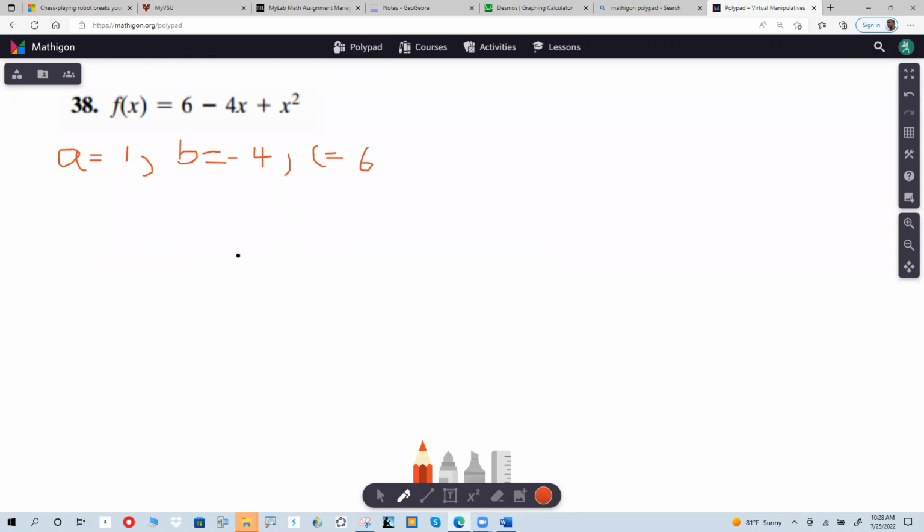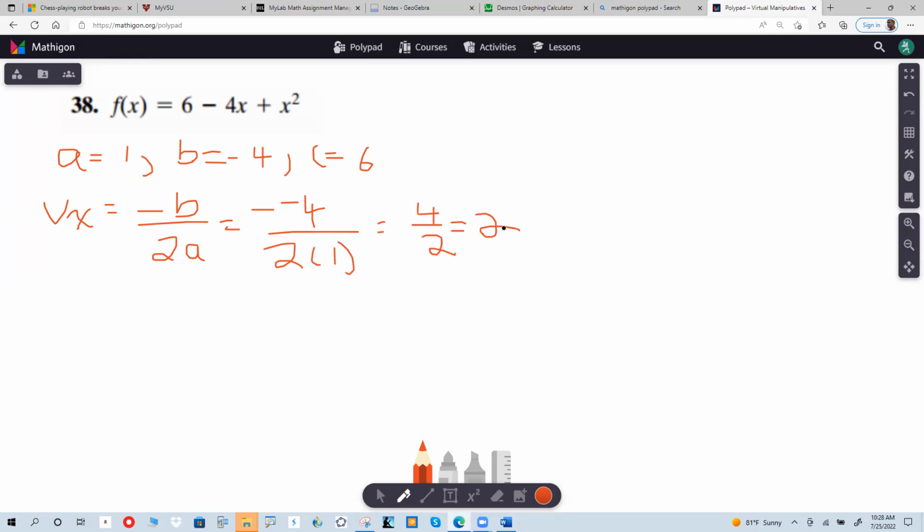Now, first I have to find the vertex. I can go back and graph it, but I'll do it manually. Okay, the x coordinate of the vertex is minus b over twice a. It should be in your notes, right? And minus b is 4, over twice a, 4 over 2 is 2.